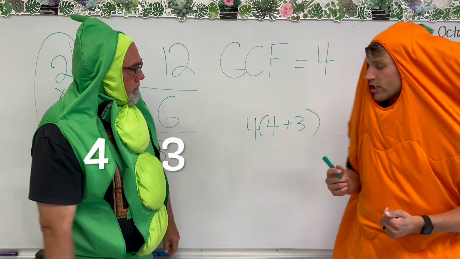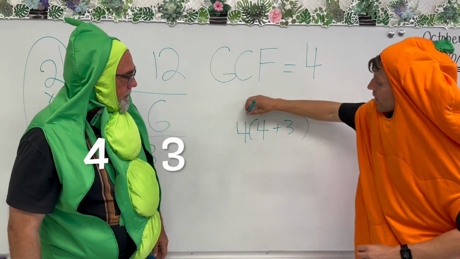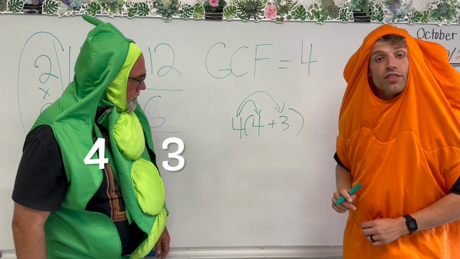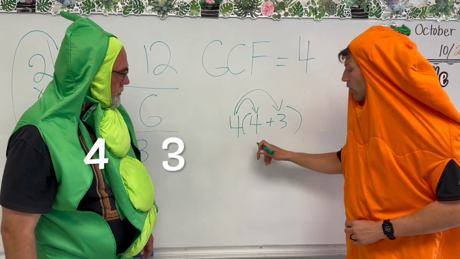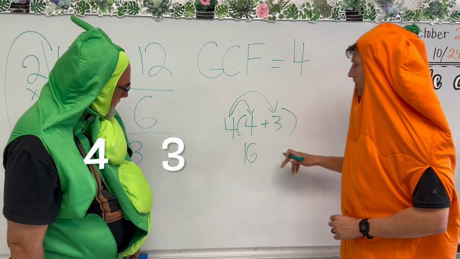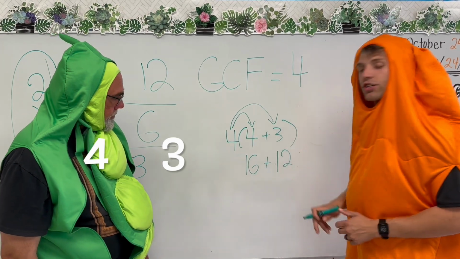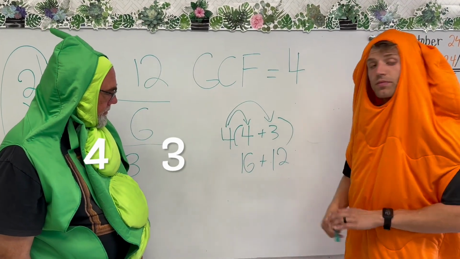We can solve this expression using the distributive property. We take those 4 bags and we have to multiply it to every term in those parentheses. 4 times 4 is 16. 4 times 3 is 12. We put the addition sign back in. So we have 16 peas and 12 carrots.